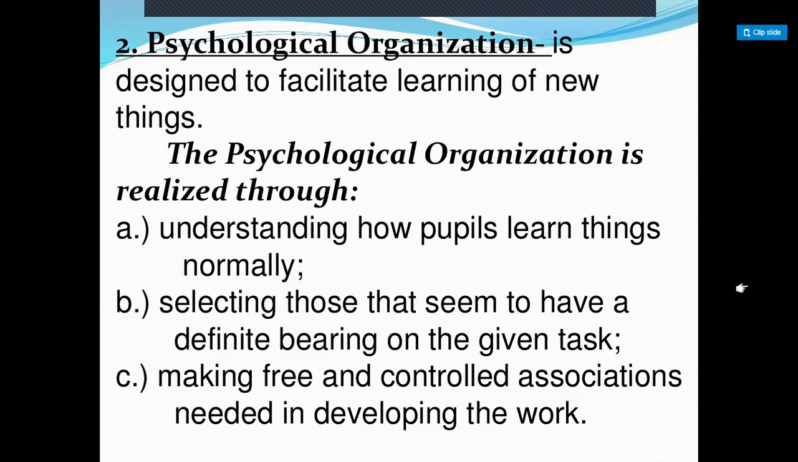Remember what Bruner said, and Vygotsky also, right? So there's going to be some steps for you to learn, right? Scaffolding, if I'm not wrong. And in Spanish, it's going to be aprendizaje escalonado, right? So it's going to be step by step. First step, first level. Second step, second level, or the second part of the first level, right? And then making free and controlled associations needed in developing the work, meaning contextualizing everything, right?